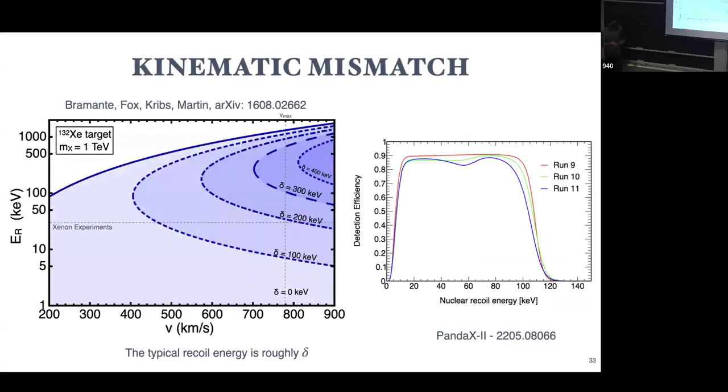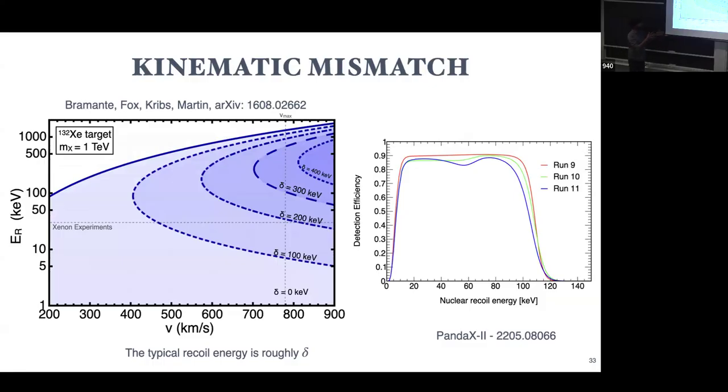Okay, so some more bad news. You might wonder, hey, I'm going all the way to around 800 kilometers per second, and if you do this in your head, 1/2 mu v squared for 100 GeV is not 200 keV where it stopped, but 400 keV. Naively, we would have expected xenon to take you all the way to 400 keV even in the standard halo model, but it stops at 200 keV.